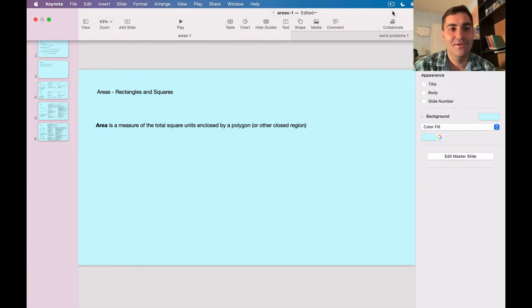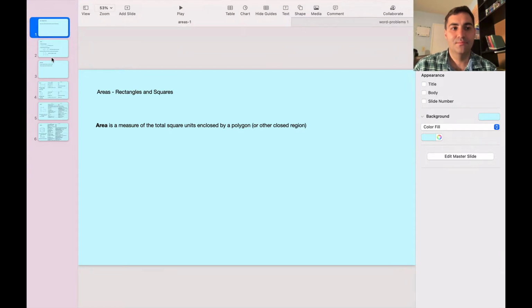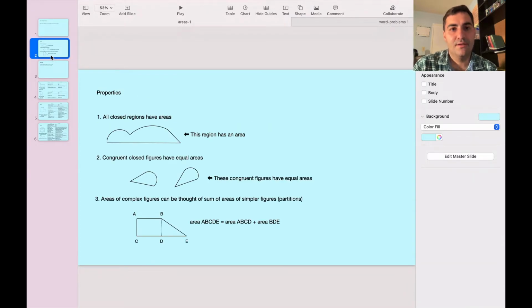I'd like to do a video on areas. So area is a measure of the total square units enclosed by a polygon or other closed region. So let's take a look at some properties.